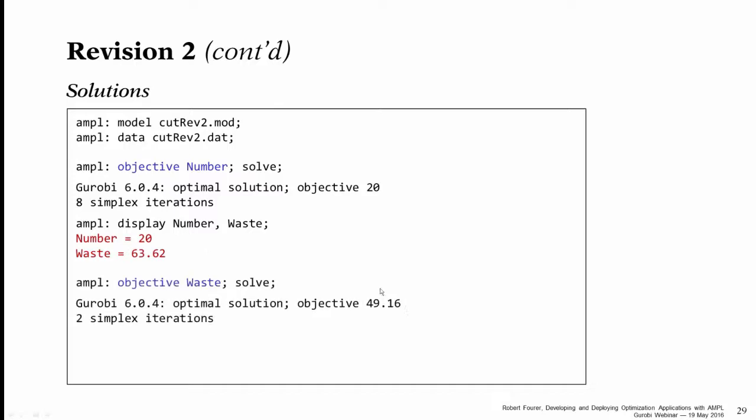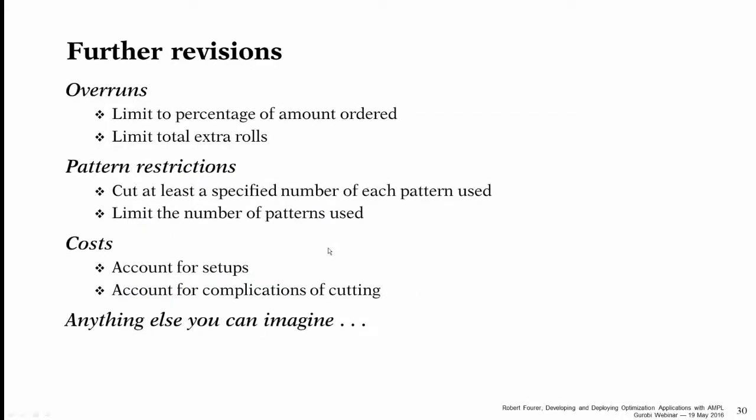But now when I minimize the waste, I get the waste down from 63 to 49, okay, and I cut 21. So now I see a real trade-off. If I'm willing to cut one more roll, and I think I can do something with the slightly larger overruns, I can get my waste down somewhat. Okay? There are many other things you can imagine adding.